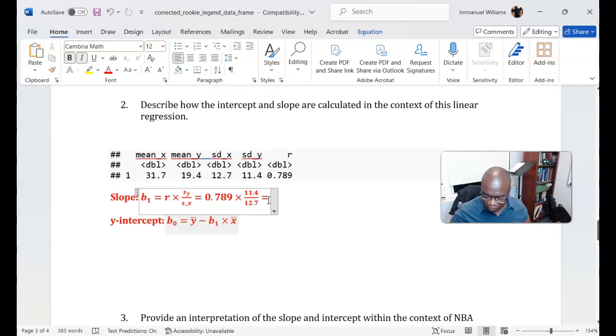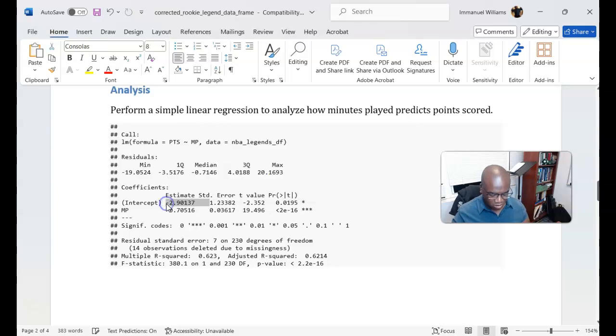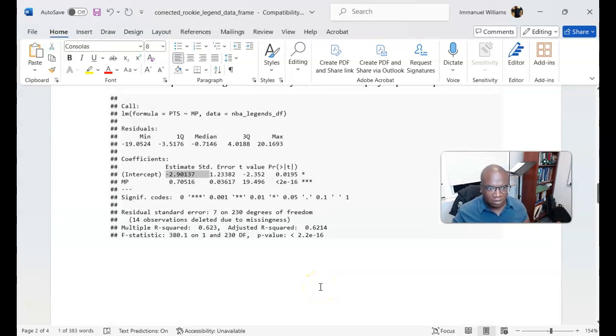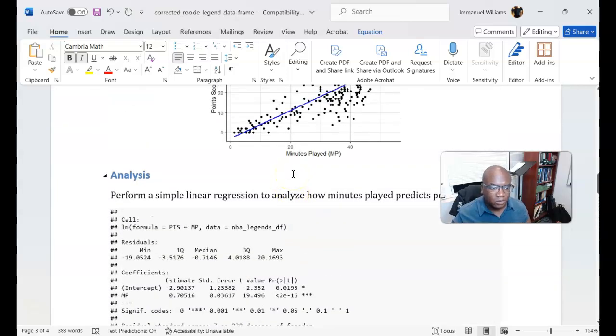0.705, okay? That's how they got that value, 0.705. Whereas for this, this is found by taking 19.4 minus 0.705, probably with more decimals, times x bar 31.7. And of course, that's going to be a negative number, which gives us this particular value, negative 2.901. Okay, that's fine.